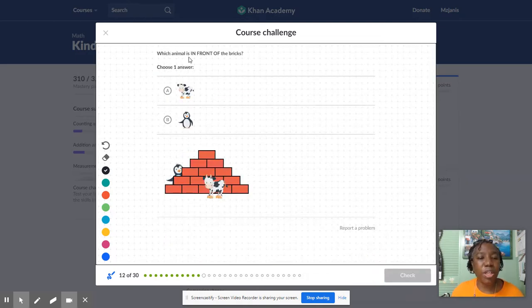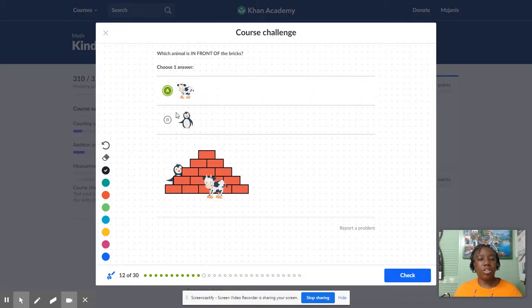Okay, which animal is in front of the brick? So now they're doing before and after, like the differences. They're doing like, do you understand cognitively? Things of that nature. So it says choose one answer. So they're learning too how to do front, behind, top, bottom, etc. And not only are they learning, but they should have learned this in pre-K.